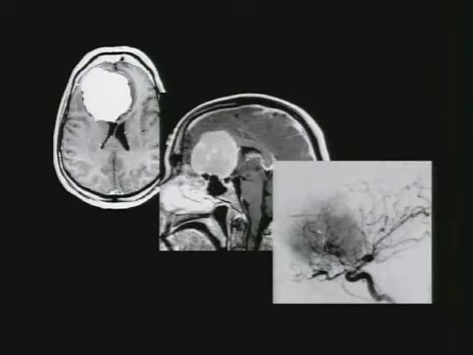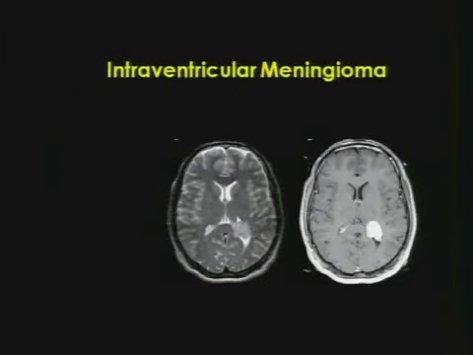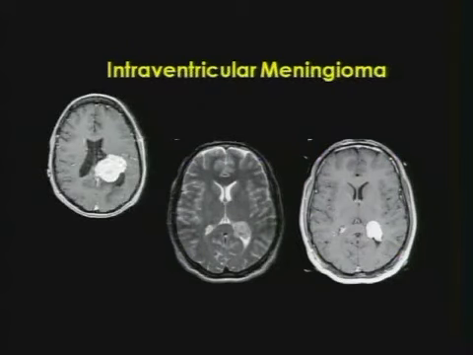Meningiomas, you've all seen this, very common, well-circumscribed tumor, characteristic angiographic appearance of early capillary and late venous phase. The most common location for an intraventricular meningioma is this, meaning the atria of the lateral ventricle. Here's two different patients. Here's a patient with a larger intraventricular meningioma in the atrium.